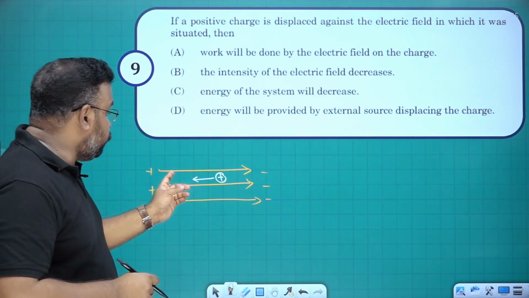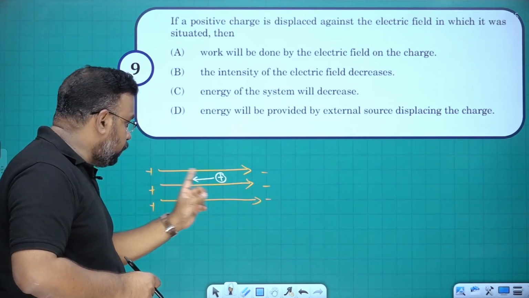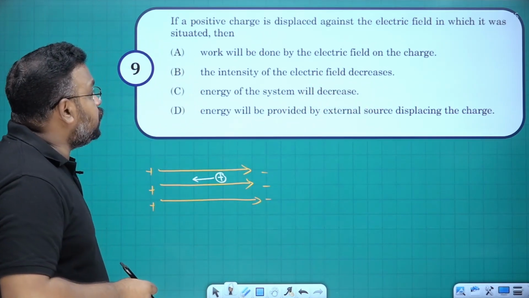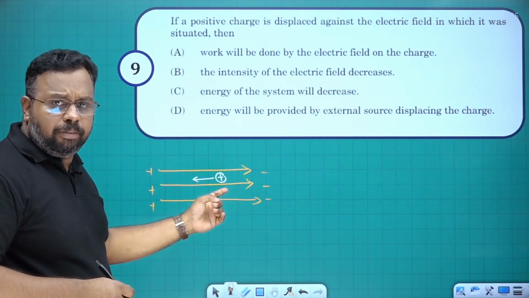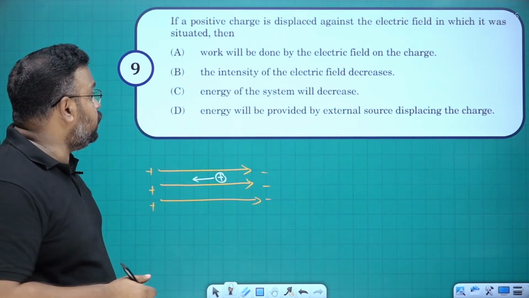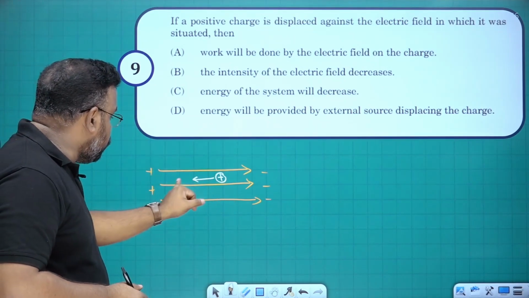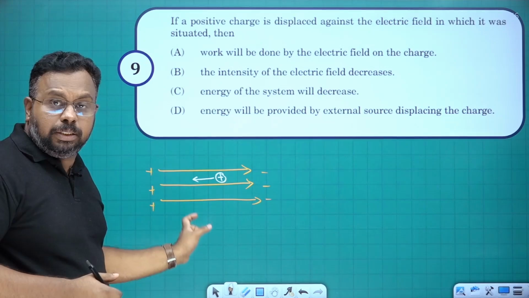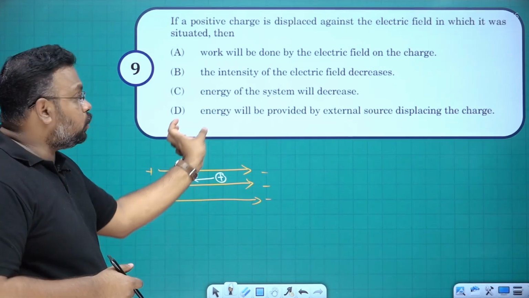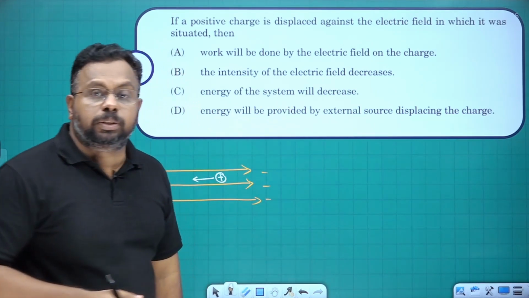No, because if the electric field is doing the work, it will push the charge, because it will be repelled by the positive charge and attracted. It has to go in the other direction. The intensity of electric field decreases? Intensity of electric field, it is uniform, right? Movement of charge won't make any change in the electric field strength. Energy of the system will decrease? It is coming closer to the positive charge, you know. So r is decreasing. The distance between the positive charges is decreasing. So energy will increase. Energy will be provided by an external source to displace the charge.